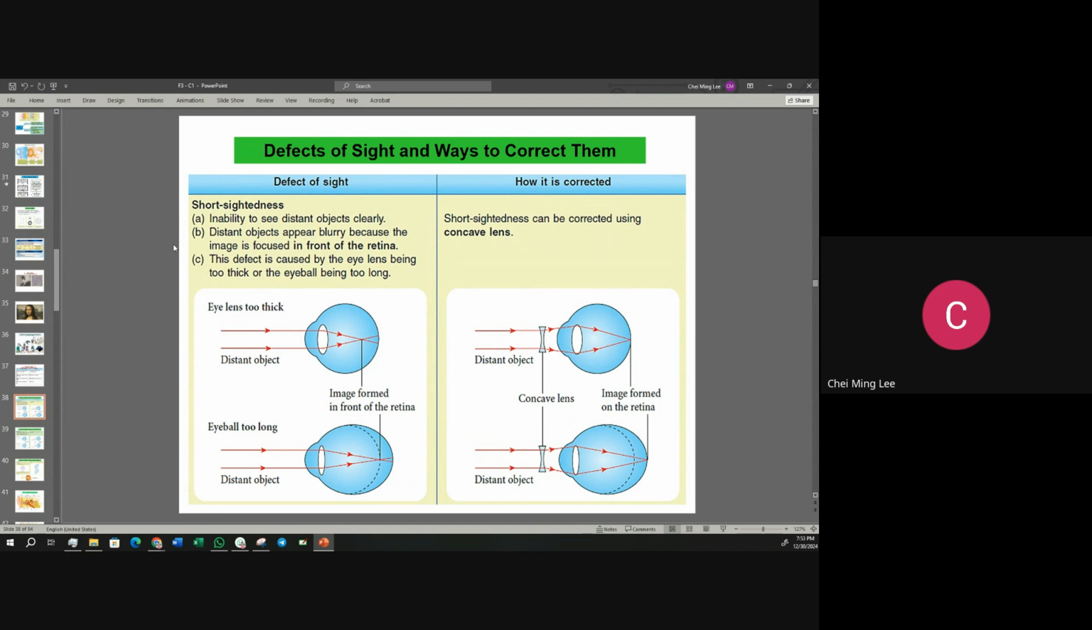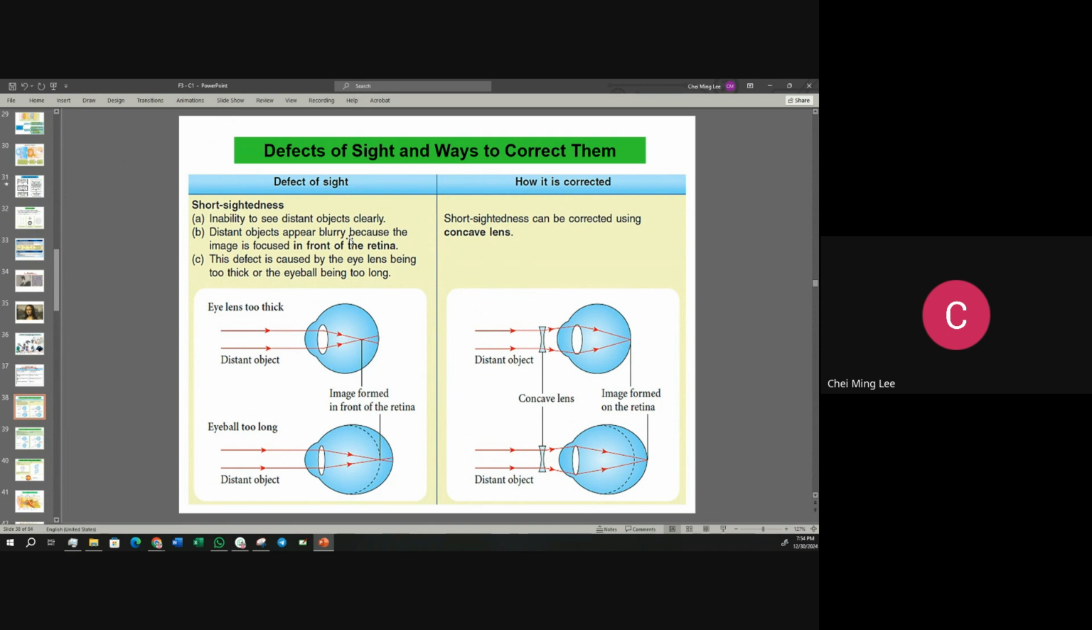blurry because the image is focused in front of your retina. It's not totally clear. You see it, but it's a bit blurred. So this is due to the eye lens being too thick or your eyeball being too long. Okay, this is where the image forms, so the retina should be here. You see, the retina should be here. So that's why they have to use the concave lens. Oh, this is for far distance. Short-sighted means that far looks blurry, front looks clear.